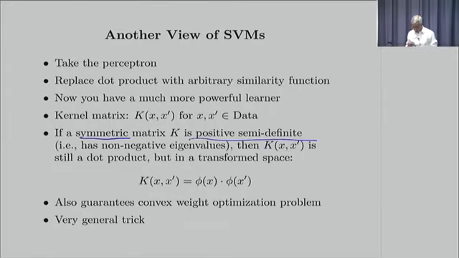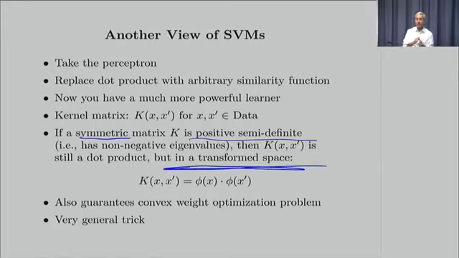Here's the amazing property: if the kernel matrix is symmetric and positive semi-definite, then that kernel is still a dot product. We've only been doing dot products all along, except it's in a transformed space. It's not a dot product in the original space. Well, it's not, right? Look at the expression. It's not the same as a dot product.